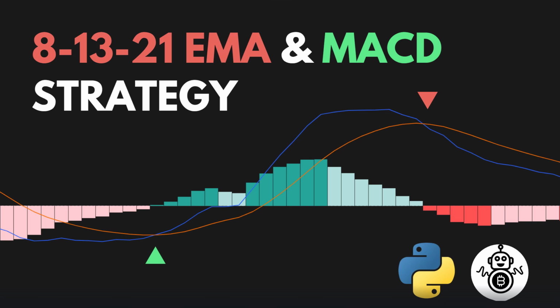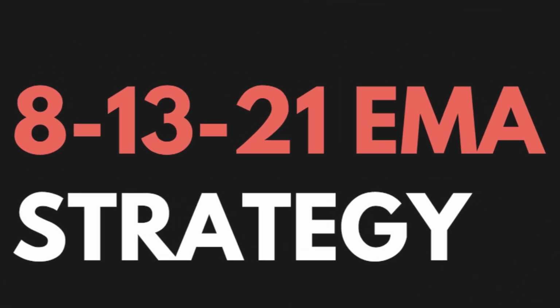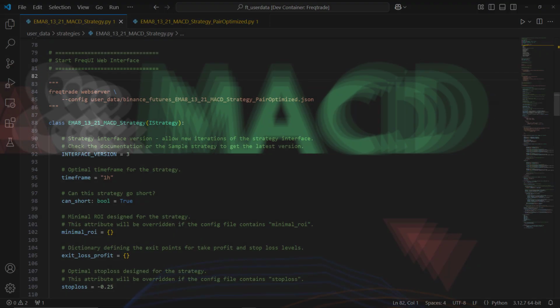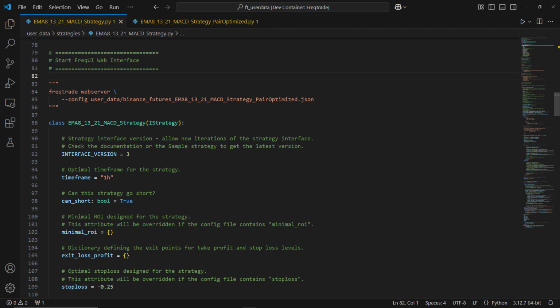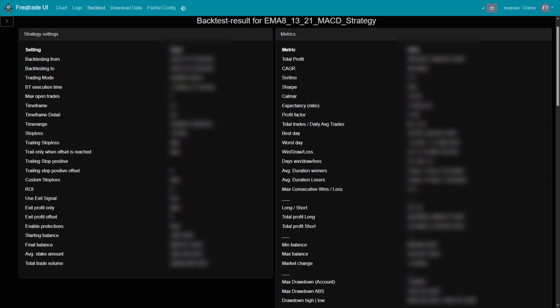Hey everyone! In today's video, we're testing a powerful trading strategy that combines the 8, 13, and 21 EMAs with the EMA MACD indicator. We'll code the entire strategy in Python, optimize it using Freqtrade, and run backtests to evaluate its performance. So, let's jump right in.